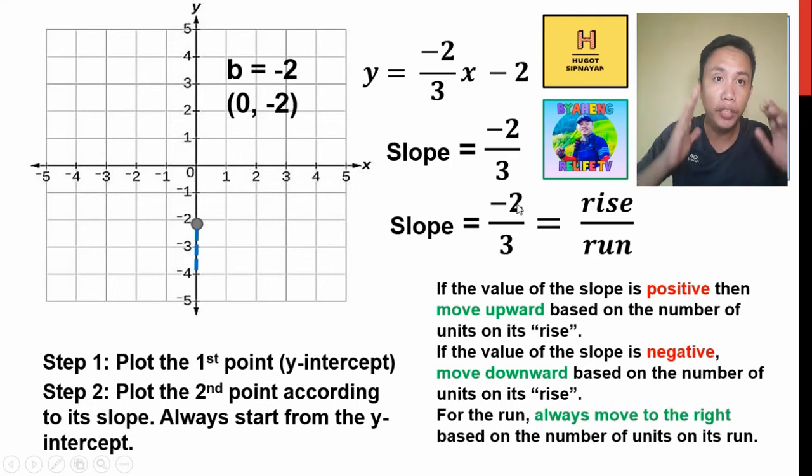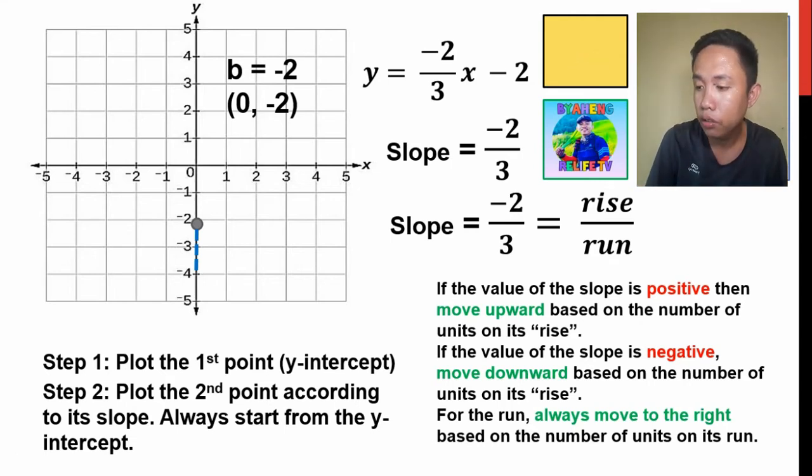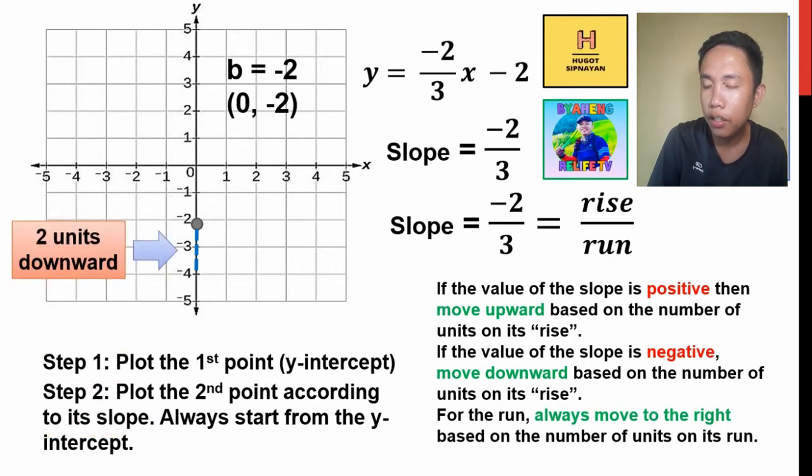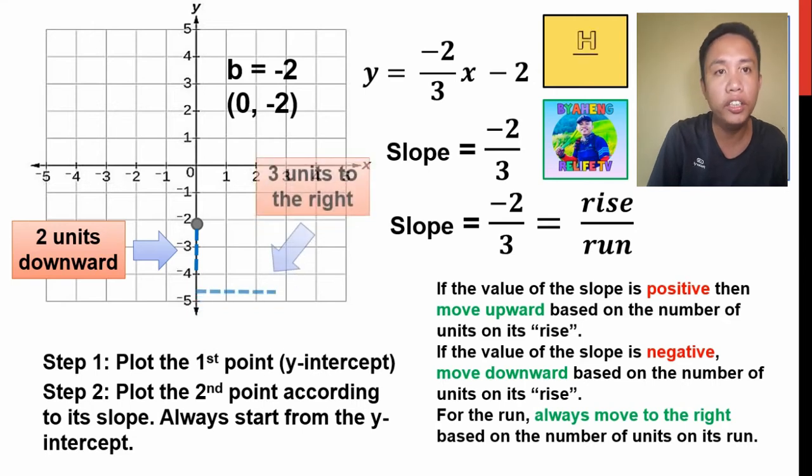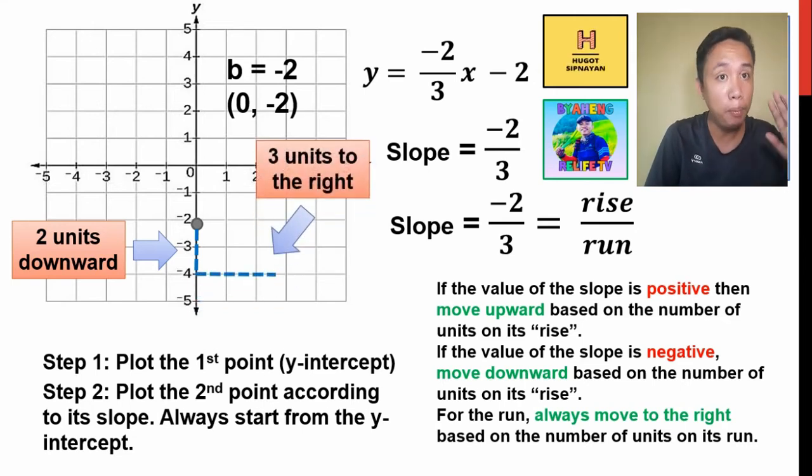We always move to the right. Lagi pong to the right. Okay? So, move tayo 2 units downward for the rise, 2 units to the right. So, lagi po tayo pupunta sa tama. Huwag sa mali. Di ba?